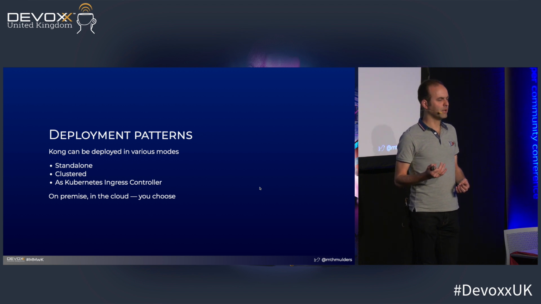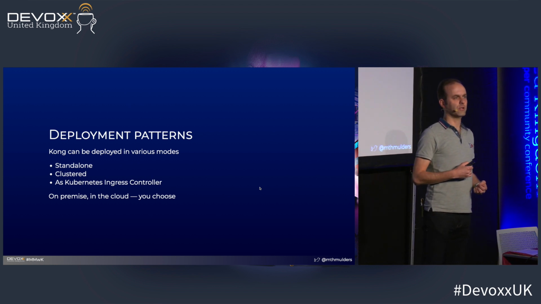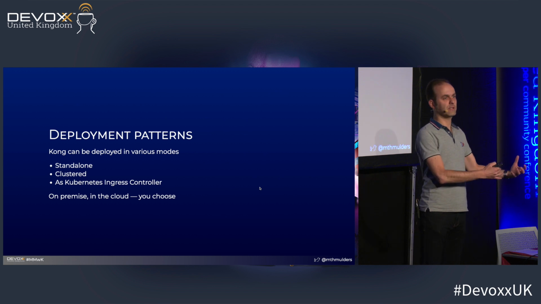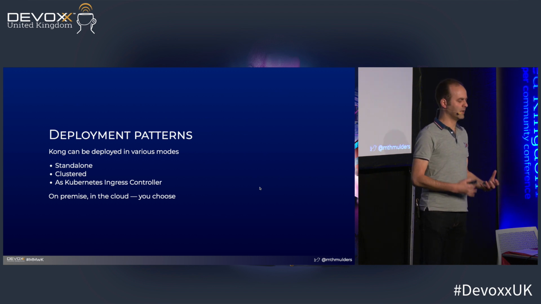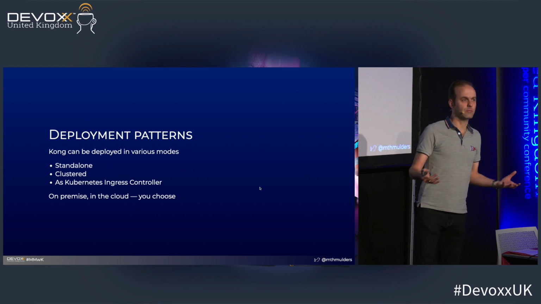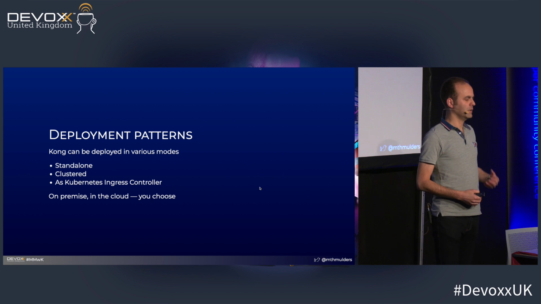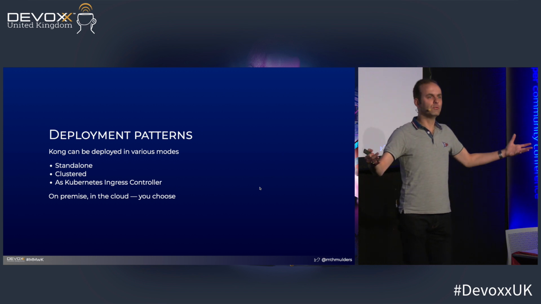And what is also very powerful is that you are completely free where you want to run it. Unlike API management solutions from cloud vendors, which only run in their cloud, of course, Kong can be run anywhere. It can be run on your machine, it can be run in a data center inside your company, in the cloud. It's completely up to you where you want to run it.